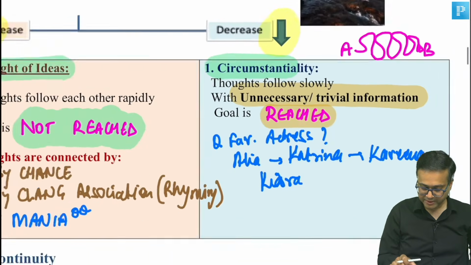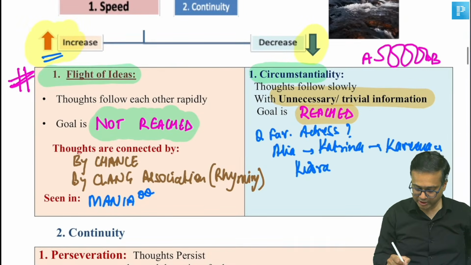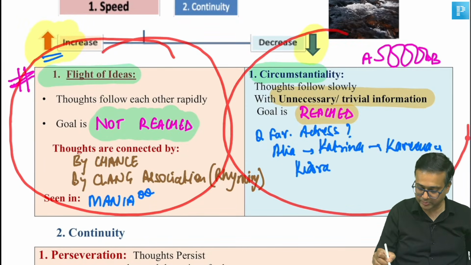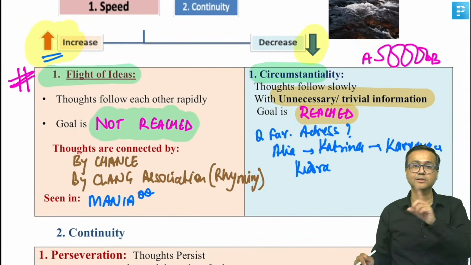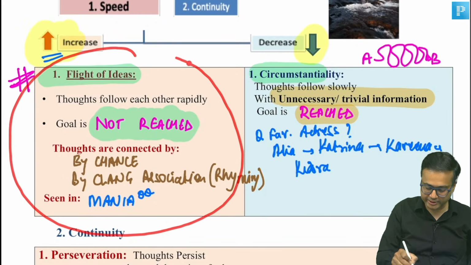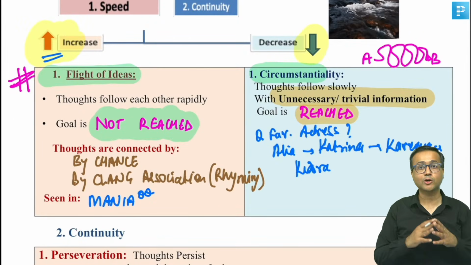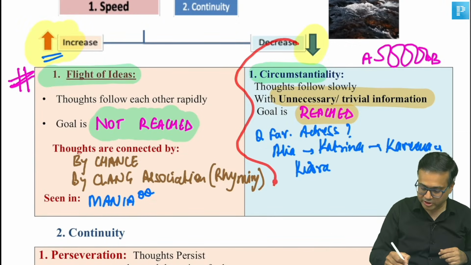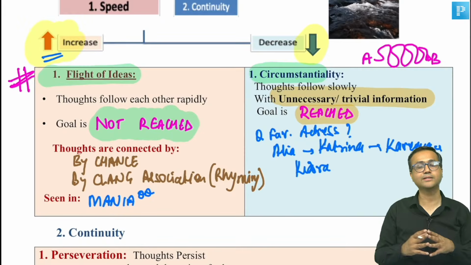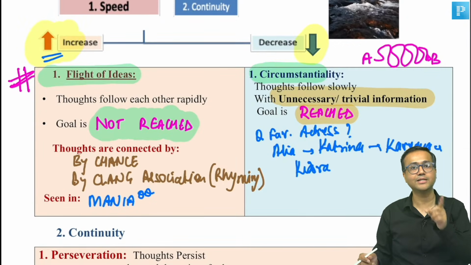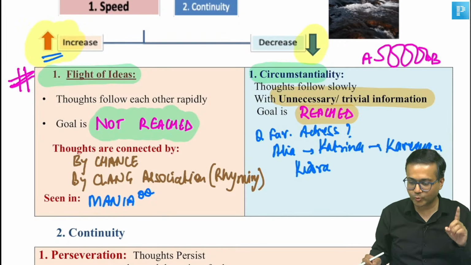But please see, if they don't mention in the question that the speed is increased, will you still be able to differentiate between these two conditions? I'll discuss some MCQs also, beta, which have been asked in the exam. So can you appreciate, in flight of ideas, the patient is saying a lot of things which are not making much sense, and ultimately the goal is not reached. While in circumstantiality, you will see that the patient is saying things which are meaningful, but those are unnecessary, those are trivial, and ultimately he is answering back your question. I hope this point is clear to everyone.